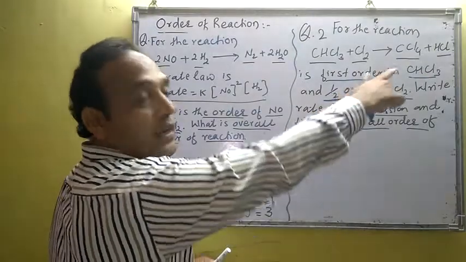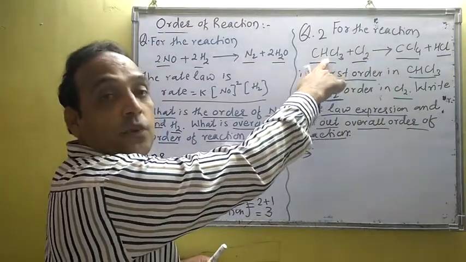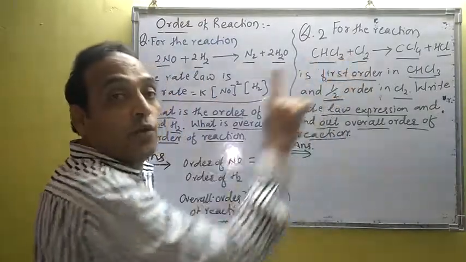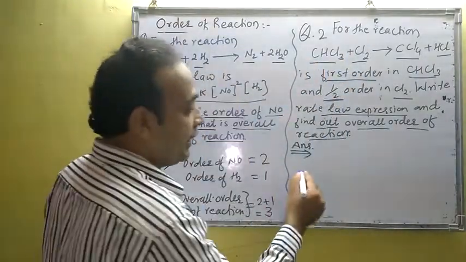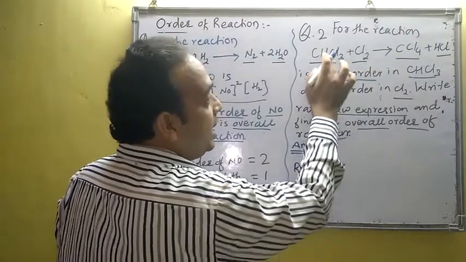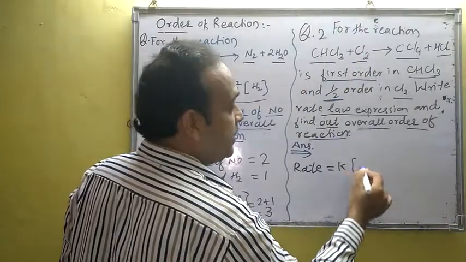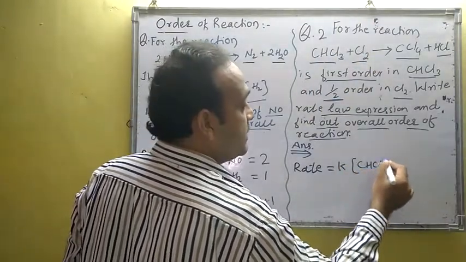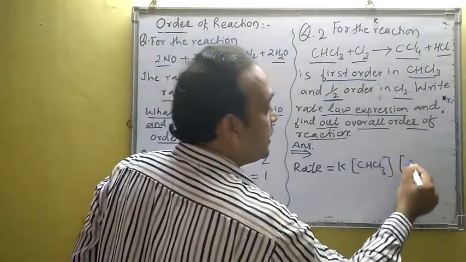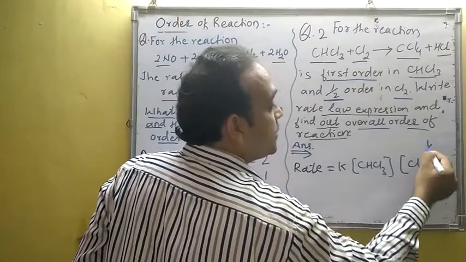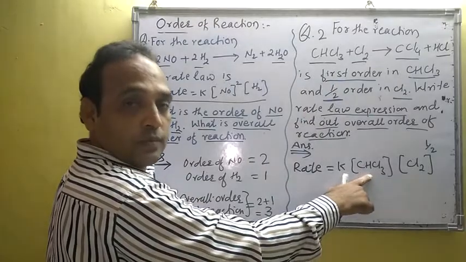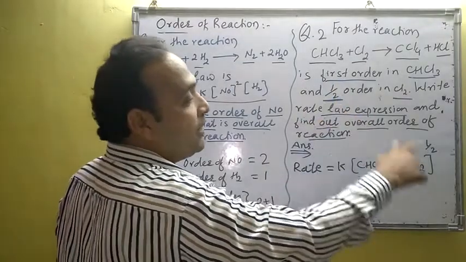It is clearly given: the reaction is first order in CHCl3, and first order means what will its power be? 1. Half order in Cl2 means what will the power of Cl2 be? Half. So what is the rate according to the rate law? Rate is equal to k, and this depends on the reactants: concentration of CHCl3 raised to the power 1, no need to write it, then concentration of Cl2 raised to the power half, because it is given first order in chloroform CHCl3 and half order in Cl2.